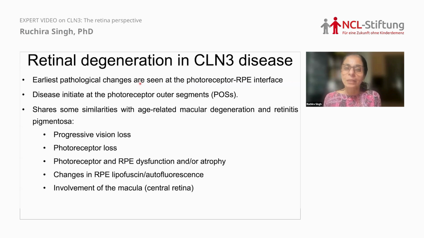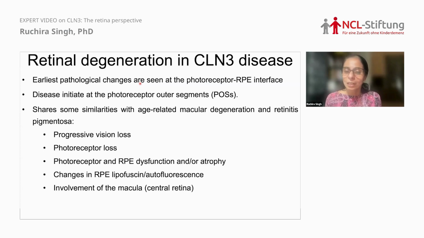And retina degeneration in CLN3 disease has some similarity to macular degeneration and retinitis pigmentosa, which are common retinal diseases, although retinitis pigmentosa has a very variable profile and is very heterogeneous. There is photoreceptor loss, there's progressive vision loss due to retina degeneration. There is photoreceptor and RPE dysfunction, and one or the other cell type or both cell types can show atrophy.